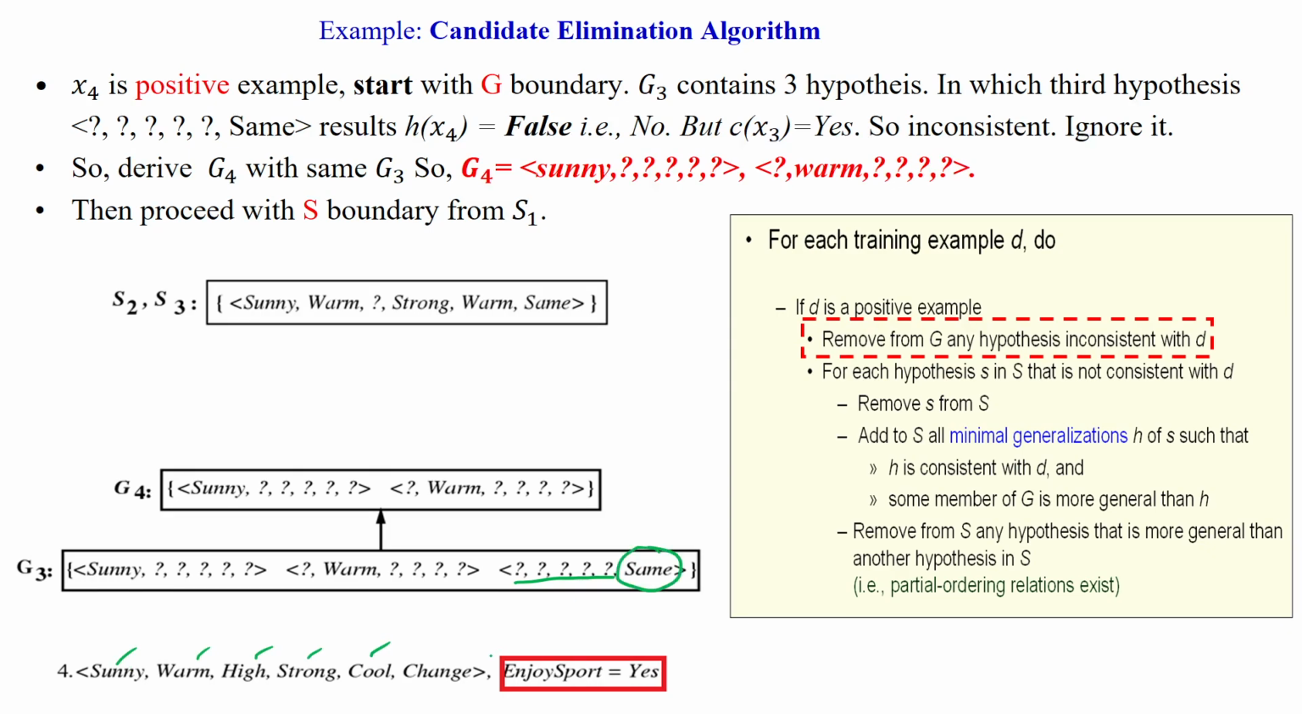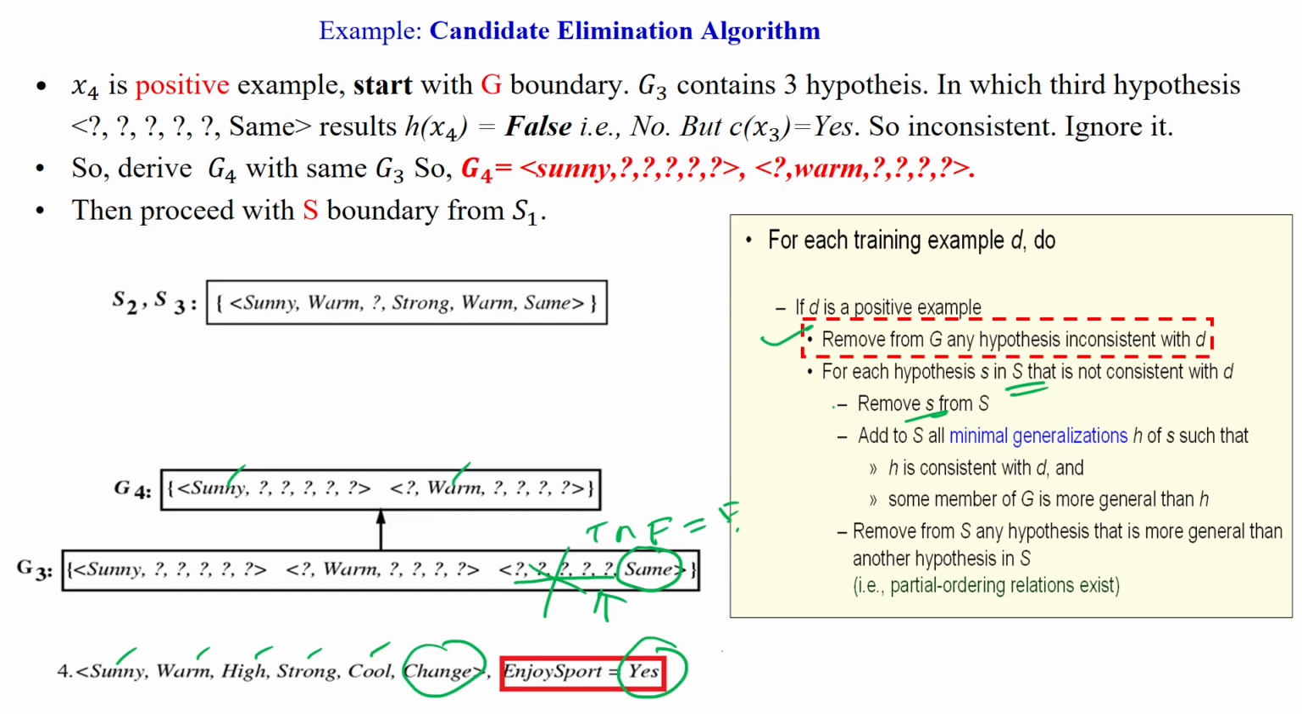Here it is the same, here it is change, so it is false. So false and true will give you false. So here it is a yes. False and yes are not matching, so it is an inconsistent hypothesis, so we have to ignore this. So G4 now has only two hypotheses. So this is over. Now move into the specific boundary.